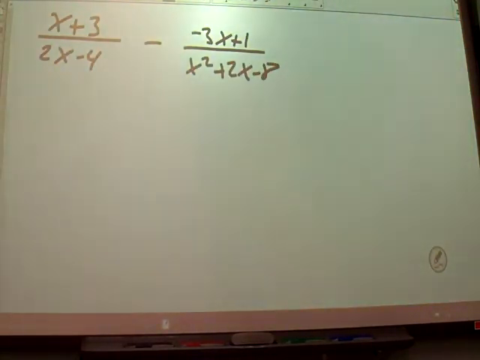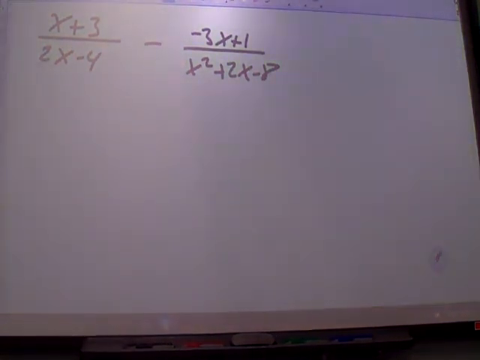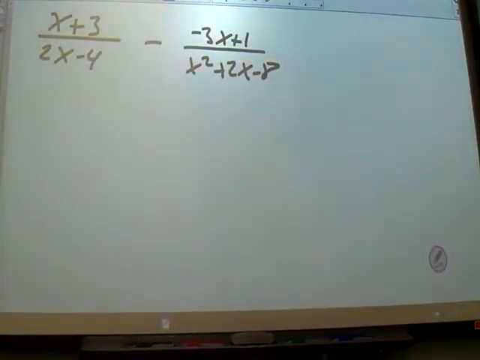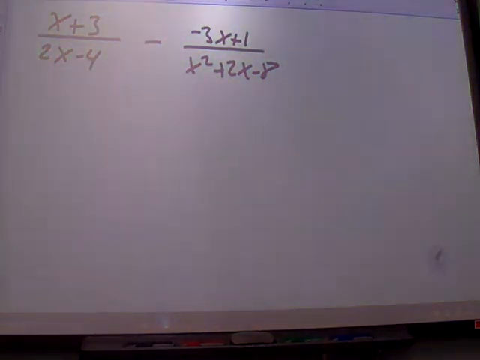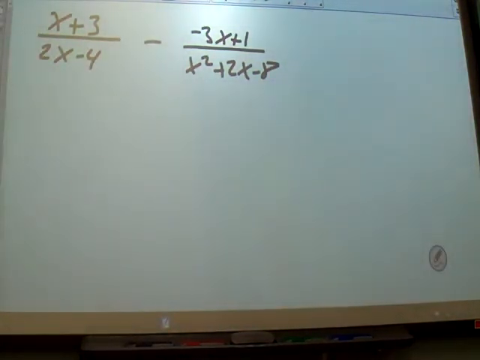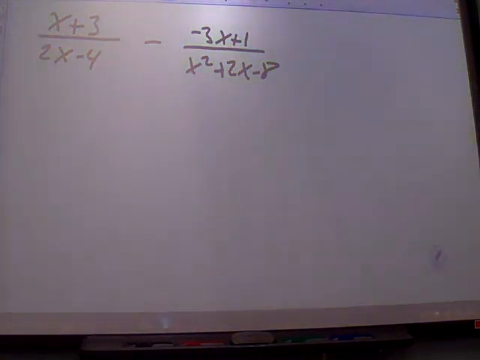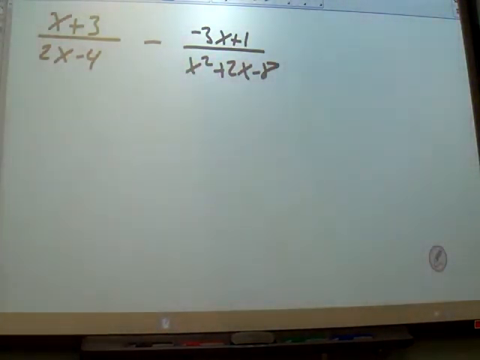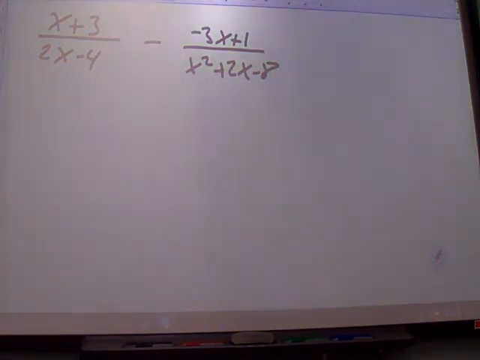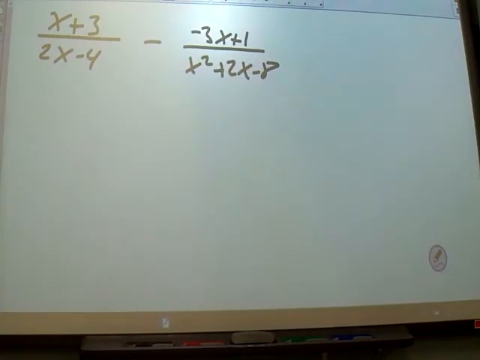Okay, so it's not a complex fraction, going back to just today's stuff right now. We've got x plus 3 over 2x minus 4, minus negative 3x plus 1 over x squared plus 2x minus 8. Alright, so what do I need to do to get started? Okay, good, we're going to simplify the denominators.